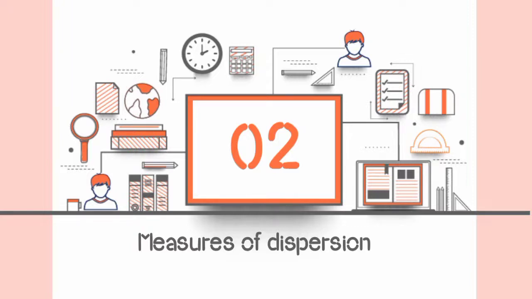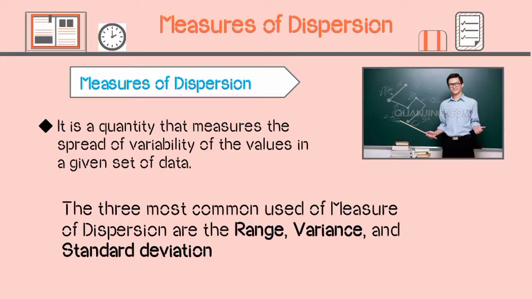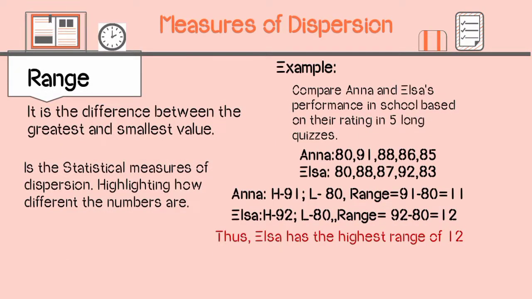So, what is measure of dispersion? Measure of dispersion is a quantity that measures the spread or variability of the values in a given set of data. The three most common measures of dispersion are the range, variance, and standard deviation. So, range is the difference between the greatest and smallest value. It's the statistical measure of dispersion highlighting how different the numbers are.